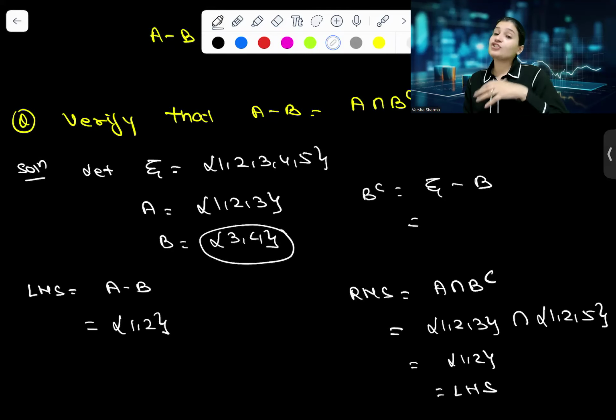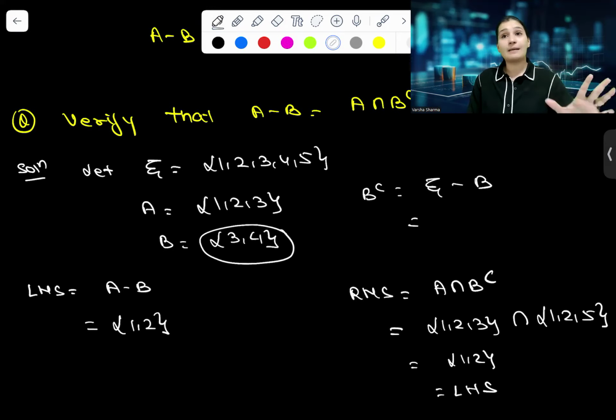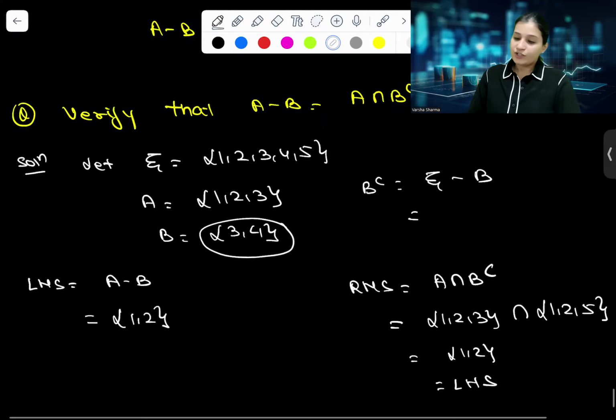If we want to prove in general, also in other subchapters, proof is always a fact. We need to prove in general. I can't take an example. And when we talk about verification, we take an example. Understood? Yes, ma'am.